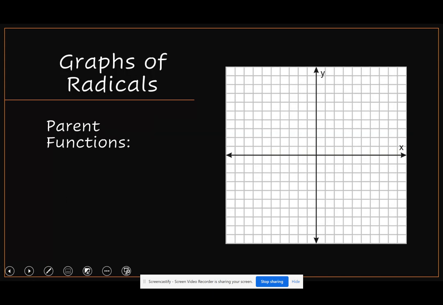Next, we're going to look at the graph. So we're going to start out by looking at the parent functions. So for example, the parent function for a square root would be f of x equals the square root of x. For a cube root, it would be the cube root of x, and so on.